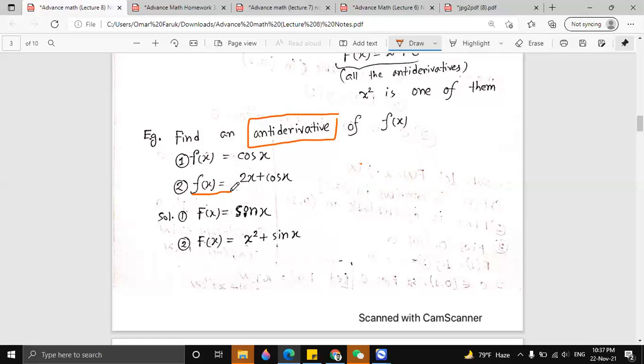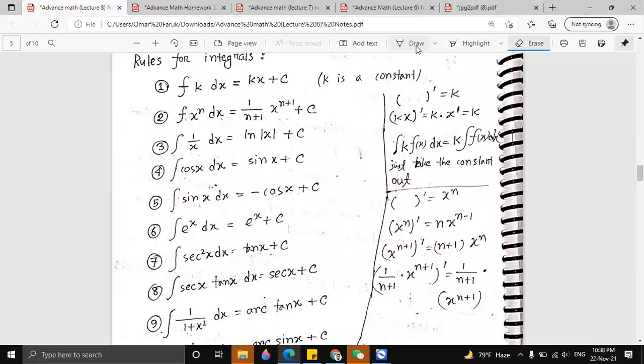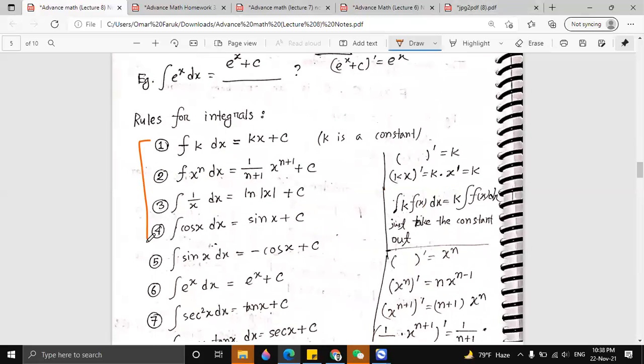So then we have f of x is equal to 2x plus cos x. So we know that 2x, right? If we differentiate x square, it will become 2x, right? And if we differentiate sin x, it will become cos x. So this is our answer, x square plus sin x. So how do I find this? To find this, we need to remember some formulas. And here are all the formulas, okay? All the basic formulas.